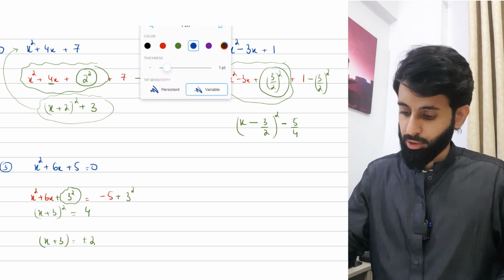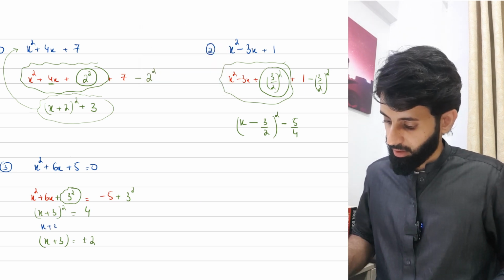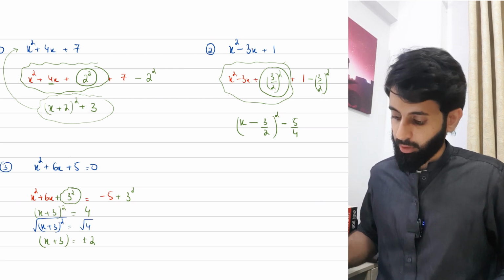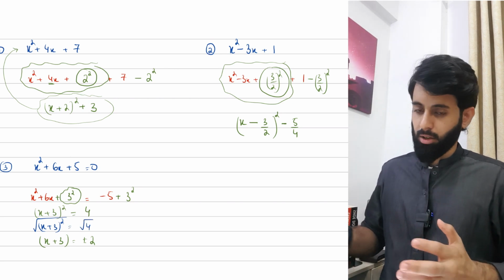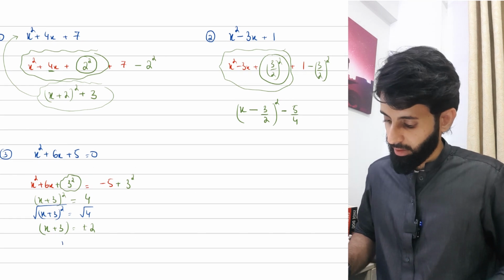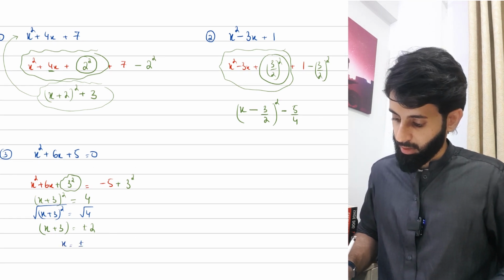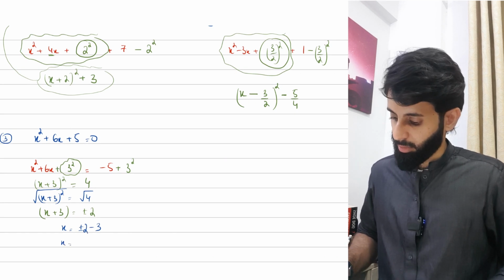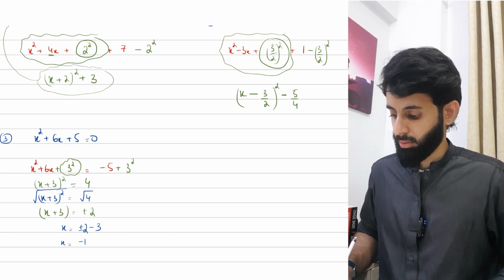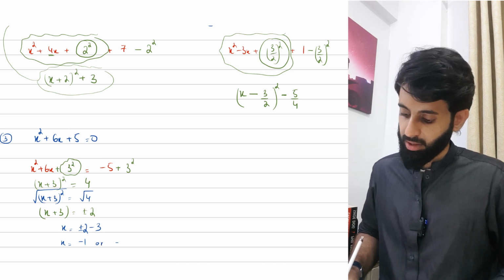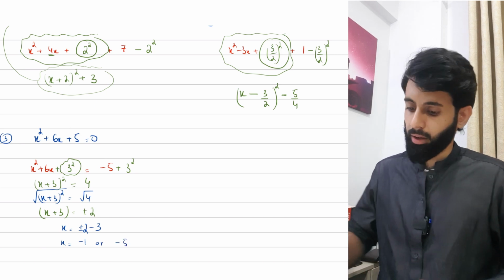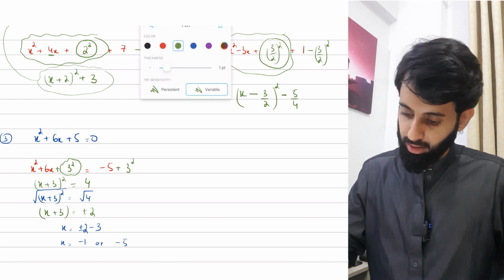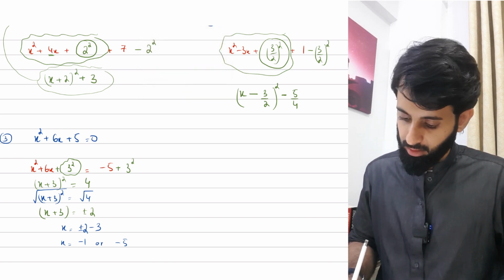Okay, I should write it over here what I've done. x plus 3 the whole thing, and then square root of 4. Square root of 4 is going to be plus or minus 2, and then of course you can solve it, and you will end up with plus minus 2 minus 3. So positive 2 minus 3 is going to be minus 1, or minus 2 minus 3 is going to be minus 5.